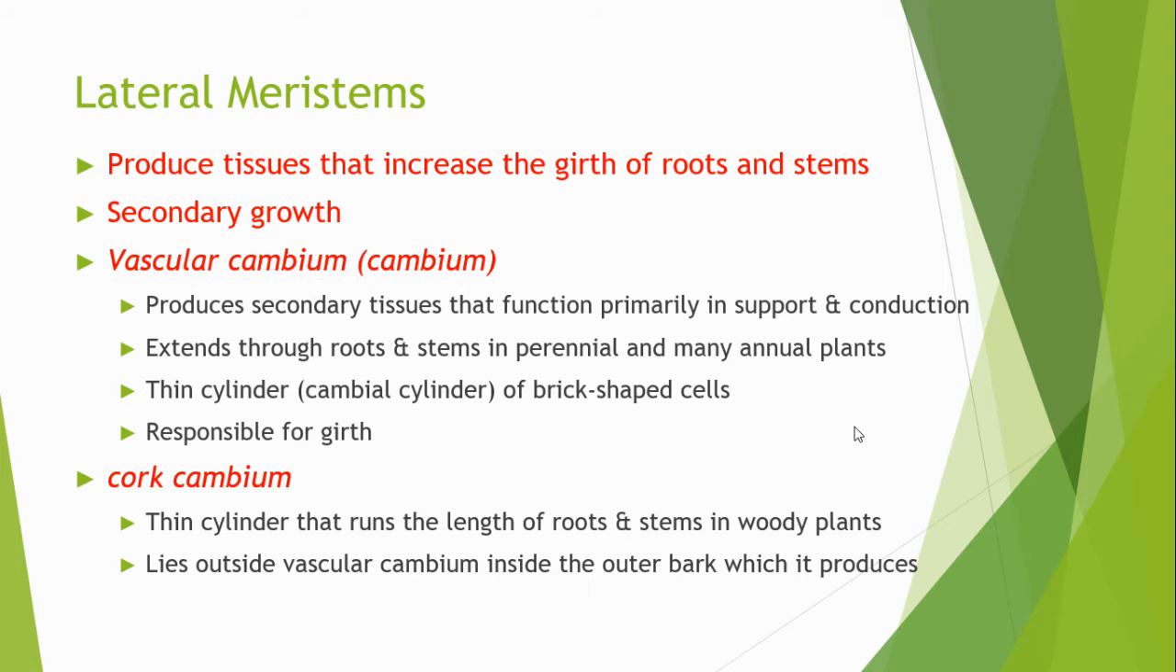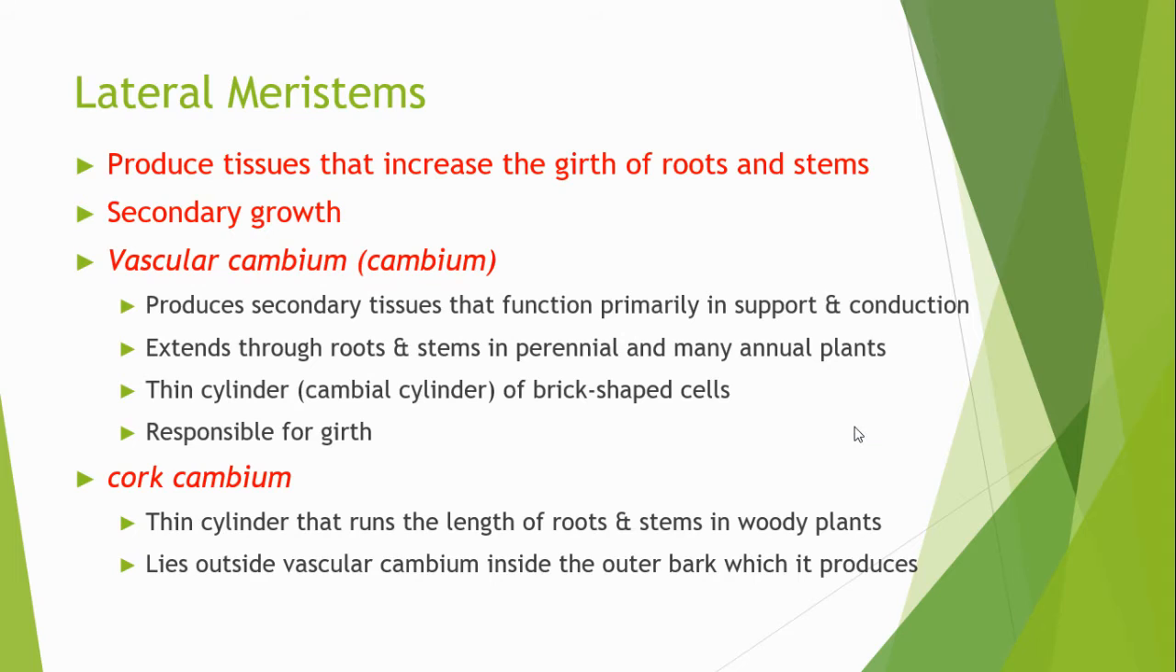Lateral meristems. These produce tissues that increase the girth of the roots and stems, so they're growing outward. They're getting wider, in other words. This is going to be secondary growth. So we have a vascular cambium. This is going to produce secondary tissues that function primarily in support and conduction. It's going to extend through roots and stems in perennial and many annual plants. It's thin and cylindrical, brick-shaped cells, and it's responsible for girth, or width.